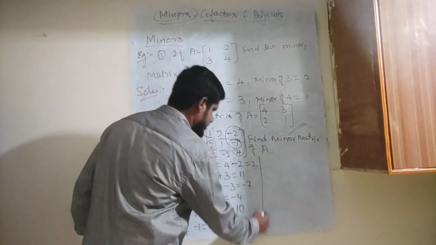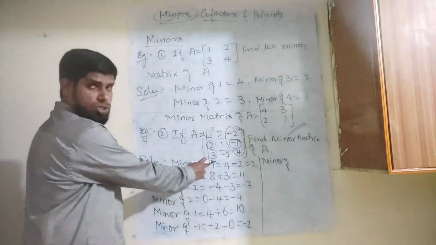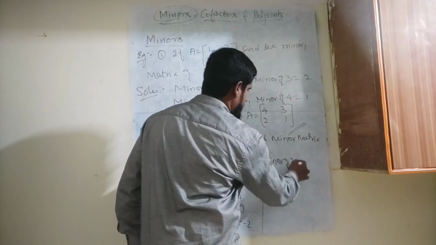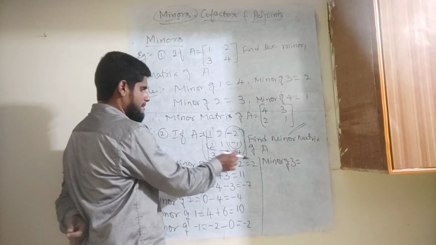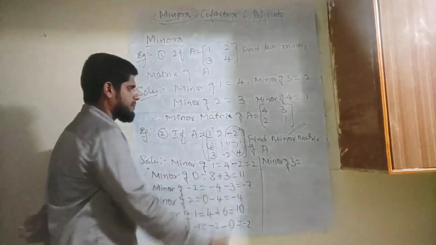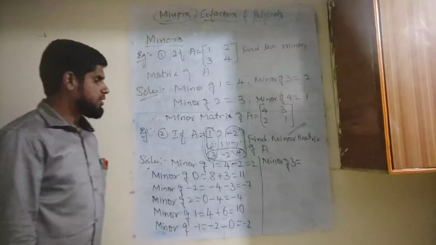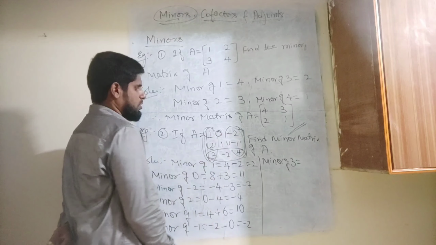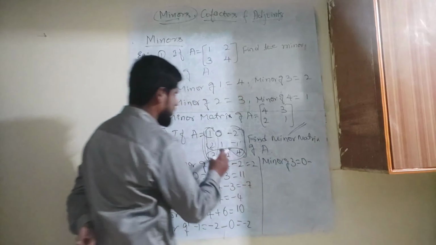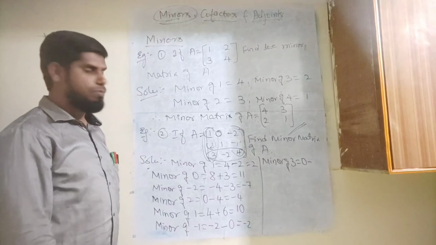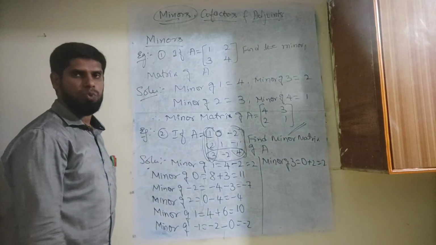The next, minor of the last row, first element, 3. This is equal to, eliminate the last row and the first column. So what do we get? 0 into −1 is 0, minus 1 into −2 is −2, minus into minus it's plus 2. So finally it is 2.